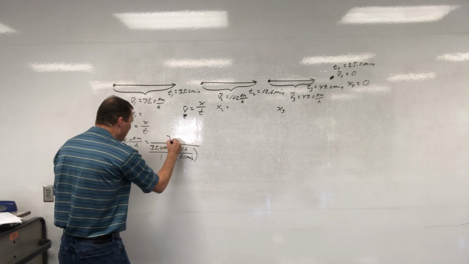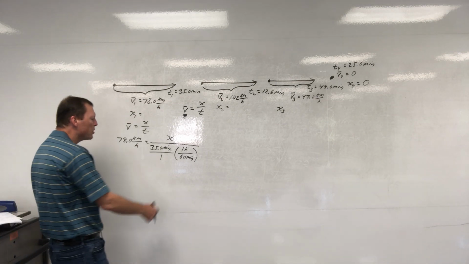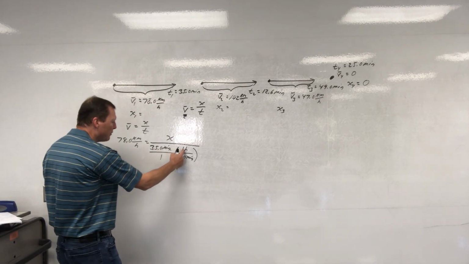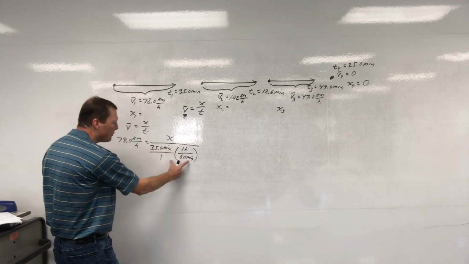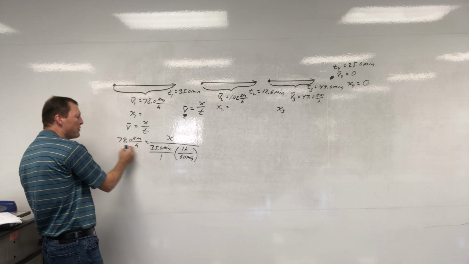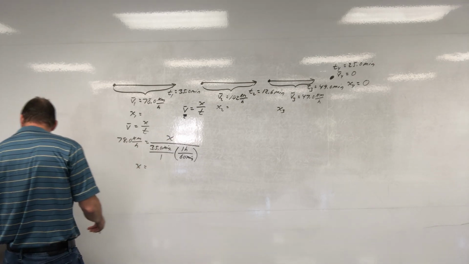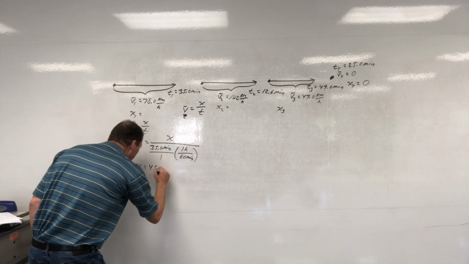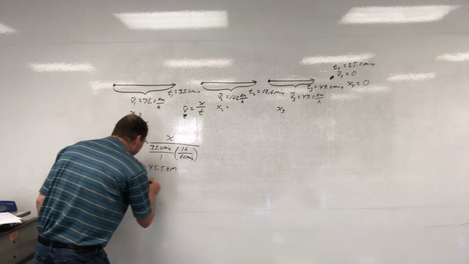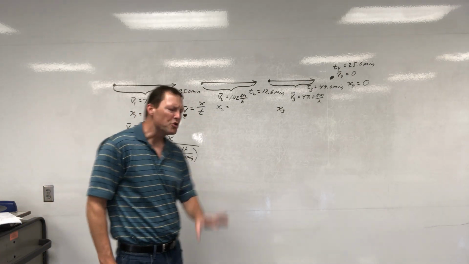And then I'll put x on top. So ultimately what I'm going to do is go 35 divided by 60, get a number, and then multiply that by 78, and that's going to give me my displacement. So 45.5 kilometers. I'm going to underline that just to draw my attention to it.